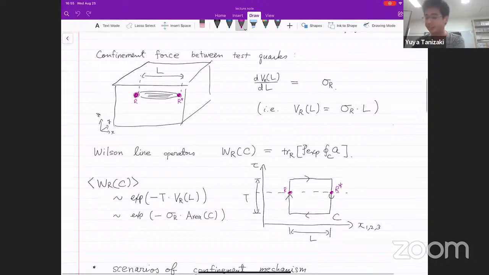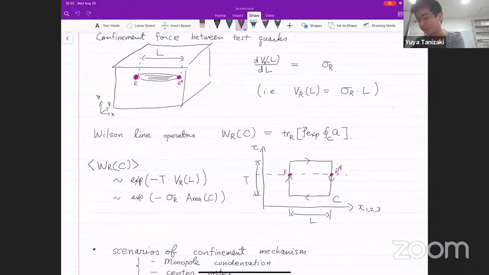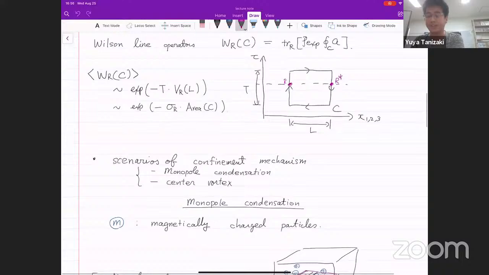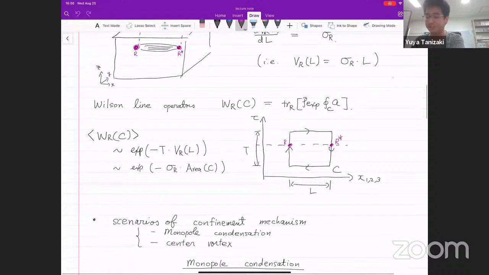In order to detect it in the language of gauge field theory, what we should introduce is the Wilson loop operator, this quantity. The Wilson loop is a loop operator, so it is not a local object, but by introducing it we can effectively introduce a test quark and anti-test quark. By computing the expectation value of the Wilson loop, the confining force sigma r can be computed from the exponent of the area law of the Wilson loop.